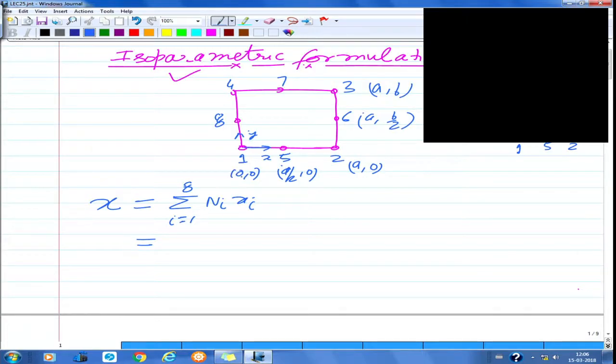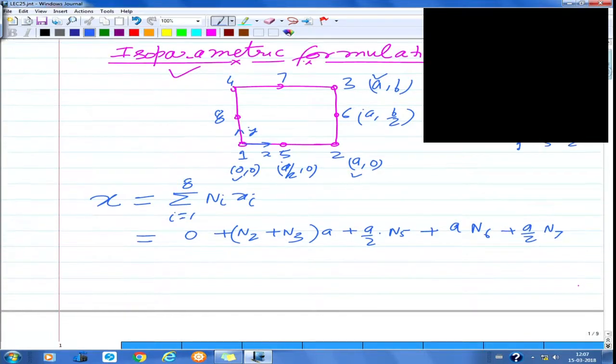Now if you look at the coordinates, n1 x coordinate is 0, so that contribution is 0, and then you will have n2 into a, and then n3 into a. I can put n2 plus n3 together, because x2 and x3 coordinates are the same. So this is n2 plus n3 into a. I am writing n1 x1 plus n2 x2 plus n3 x3. See, x1 is 0, x2 is a, x3 is also a, and x4 is 0. Then you come to x5 which is a by 2, so you will get a by 2 into n5, plus for 6 the x coordinate is a, so a into n6, and for n7 again the x coordinate is a by 2, so plus a by 2 into n7, and for x8 it is 0. So these are the terms you have.